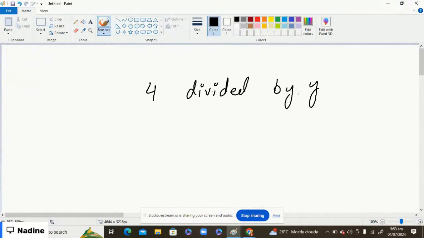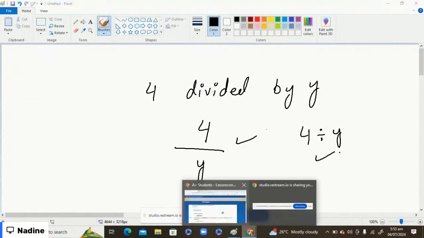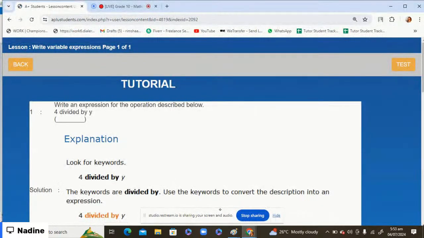4 divided by y means 4 divided by y. You can also write it down this way, in fraction form, or in this form. Anything that is easy for you to write. Okay.